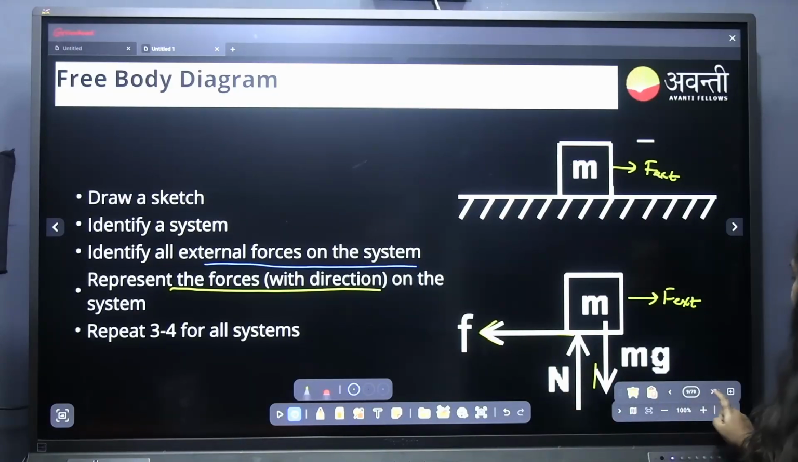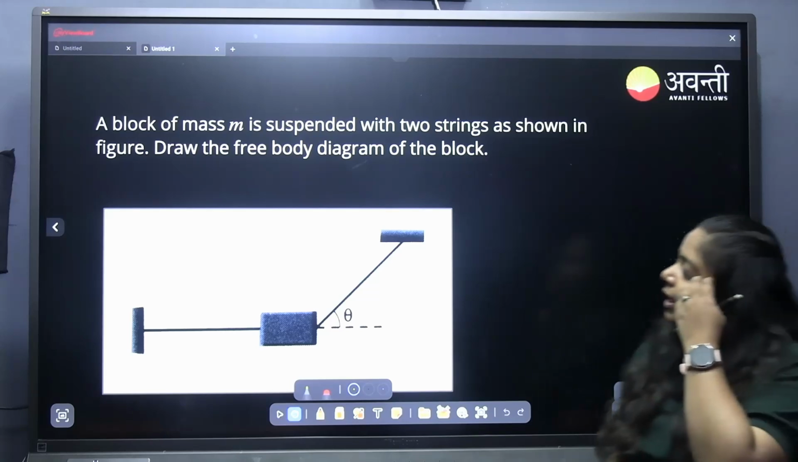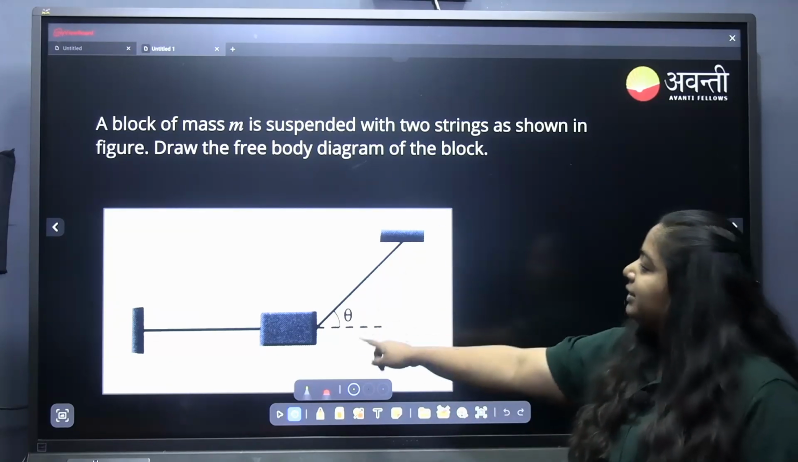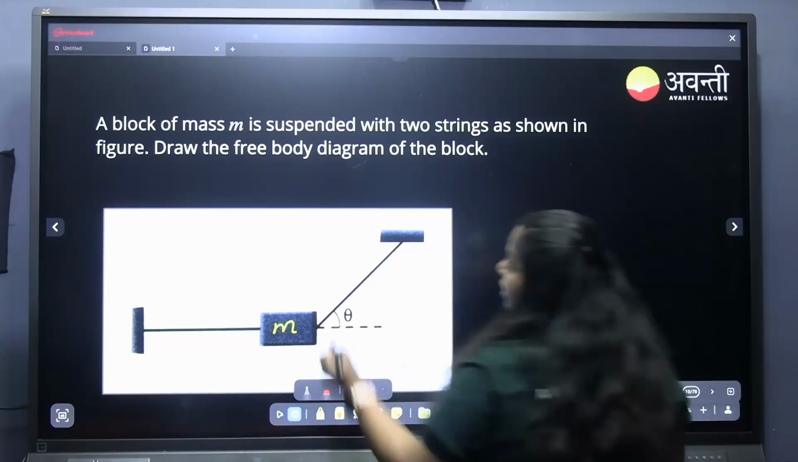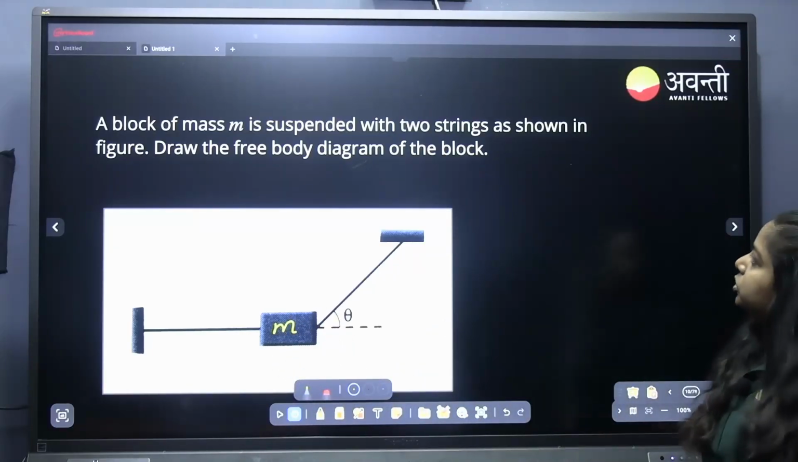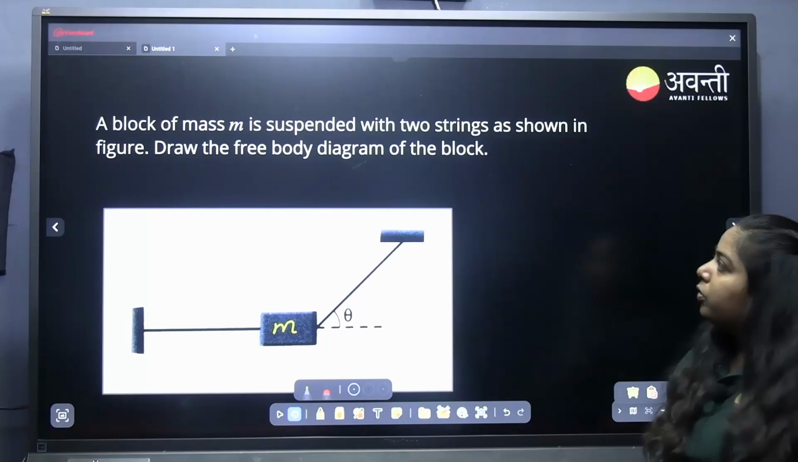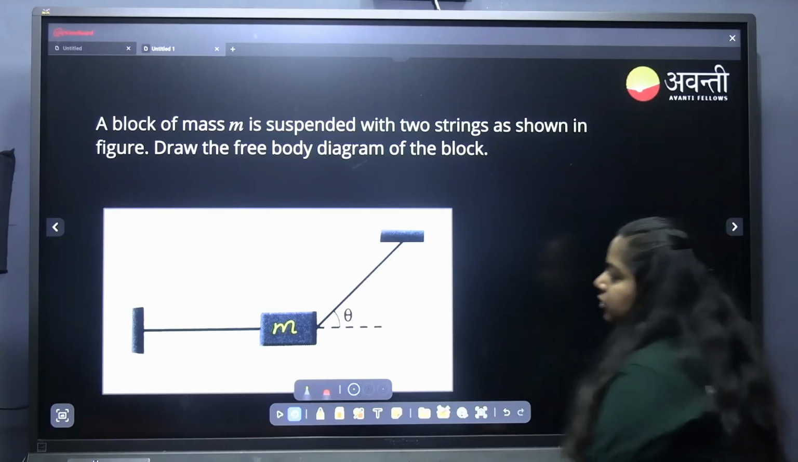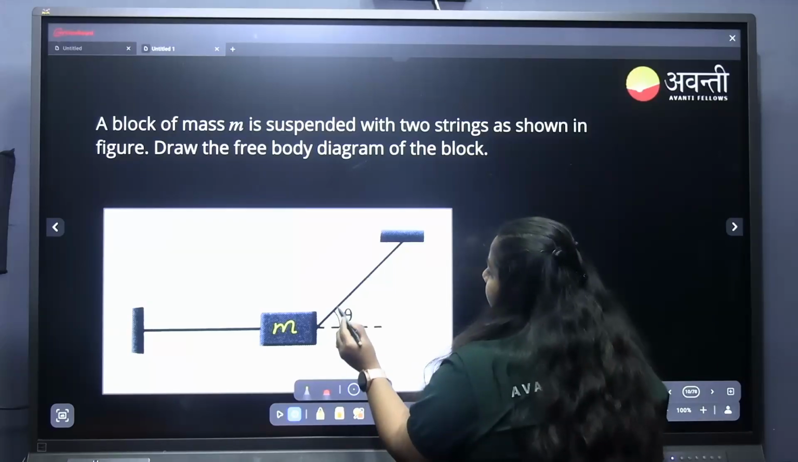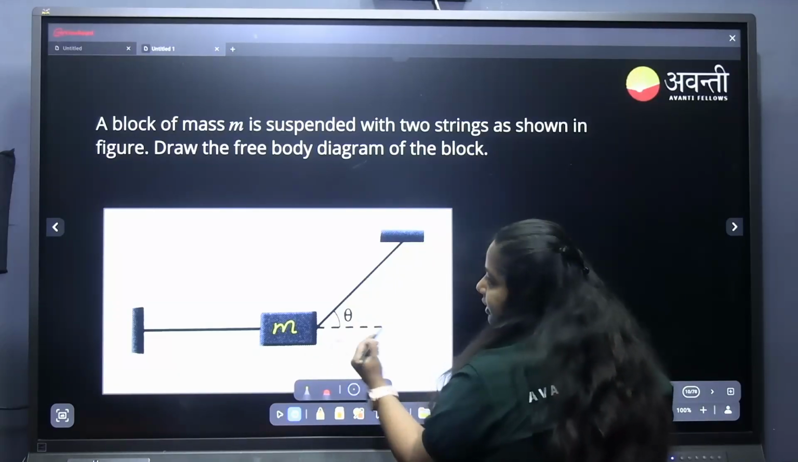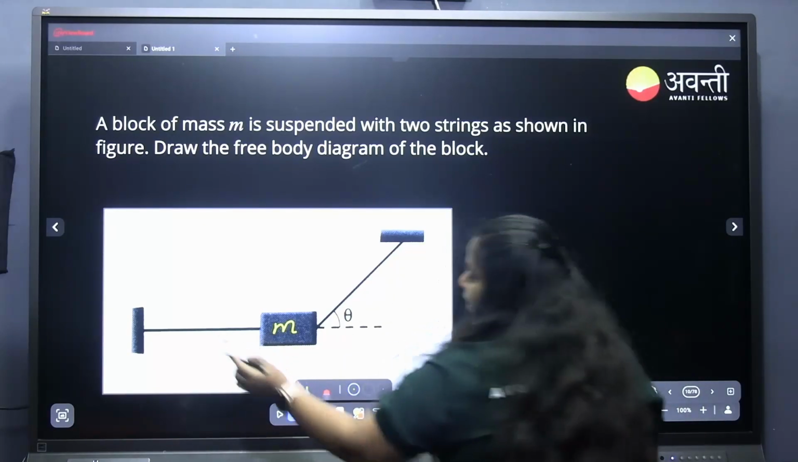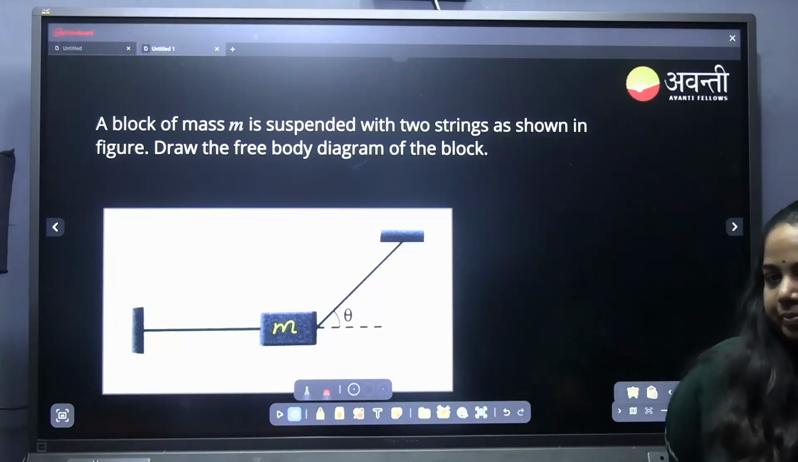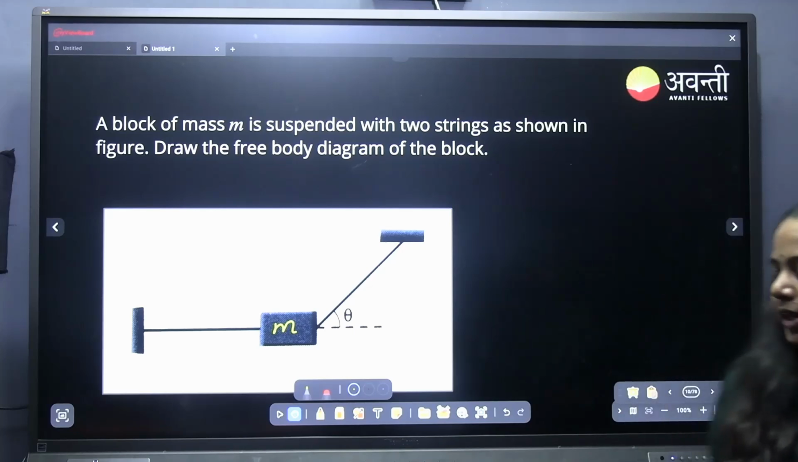Okay, let's see. Try to answer this question. A block of mass m is suspended with two strings as shown in the figure. Draw the free body diagram of the block. So this is mass m, and it has an angle theta with this string, and the other string is connected like this. Try to draw the free body diagram. I will give you like 1 minute. Then I will show the answer.